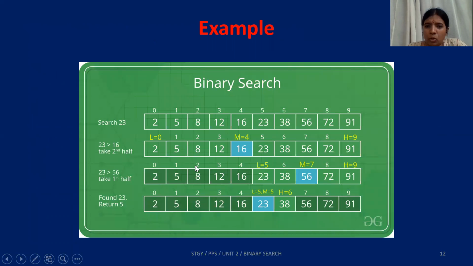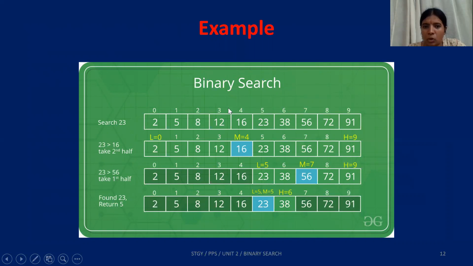Also, try searching for 1 in this list, dear students. Please tell me when 1 is an unsuccessful search. So what happens when you search for 1? (0 + 9) / 2 is 4. The element at 4 is 16. When you compare with 1, it is lesser. So search in the first half.